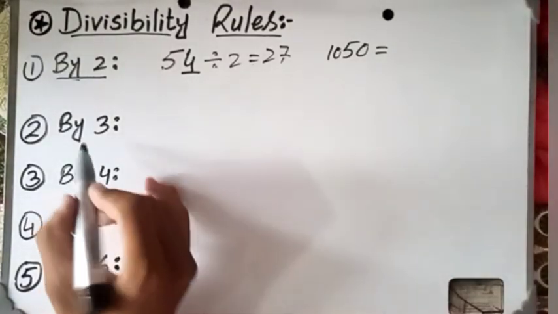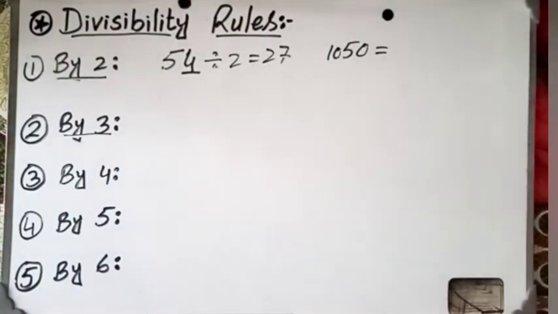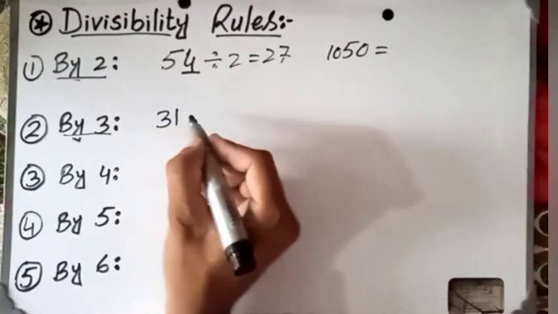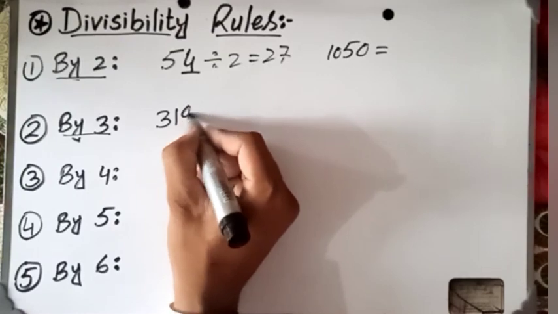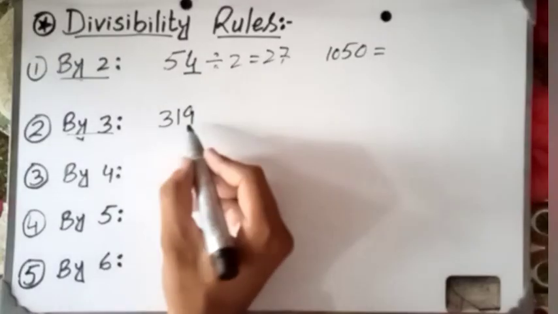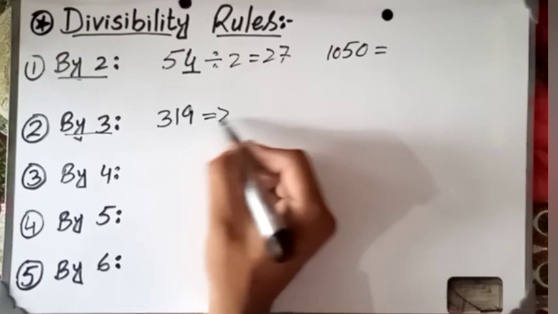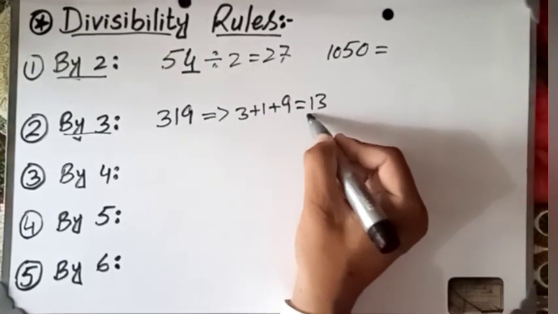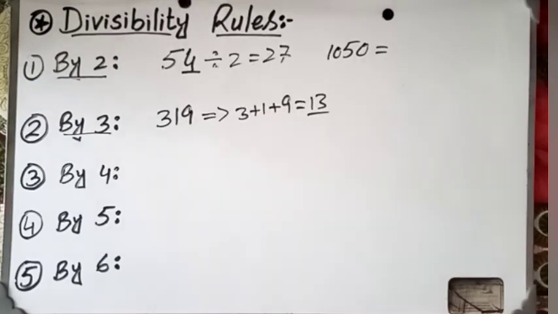Next is divisibility by 3. A number is divisible by 3 if the sum of its digits is a multiple of 3. For example, we have the number 319. You can see the sum of digits is 3 plus 1 plus 9, that equals 13. 13 is not divisible by 3, so this number could not be divided by 3.